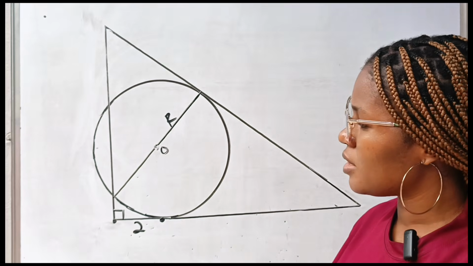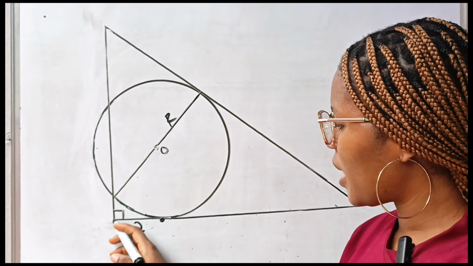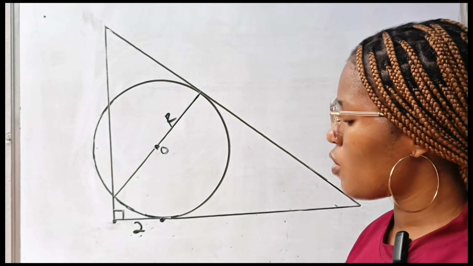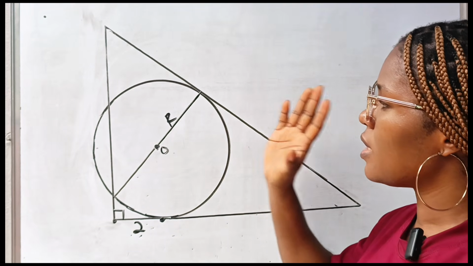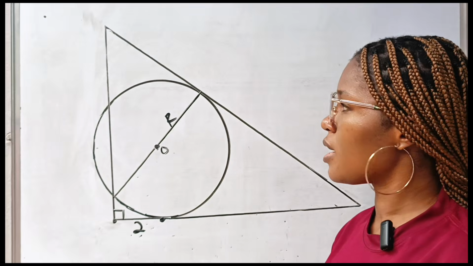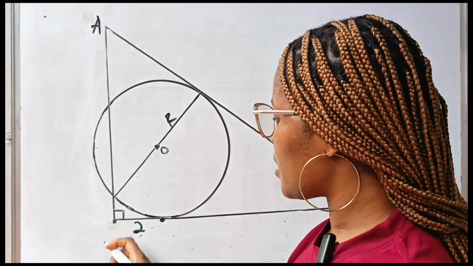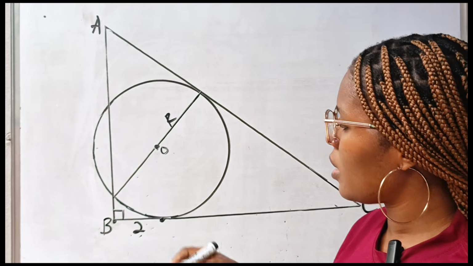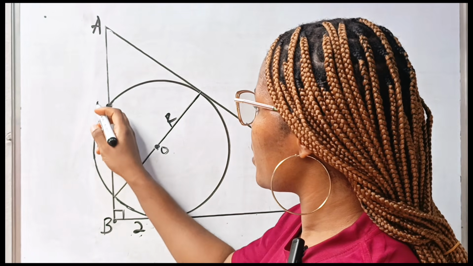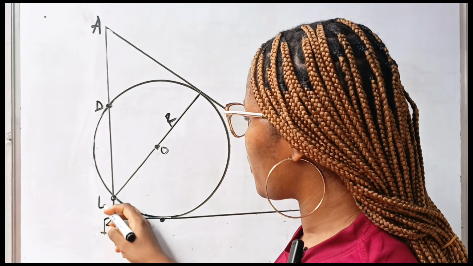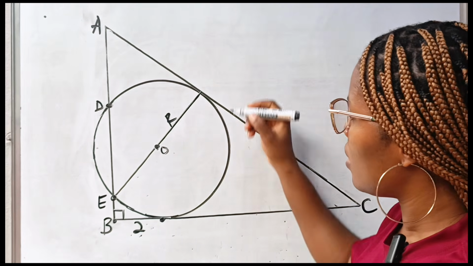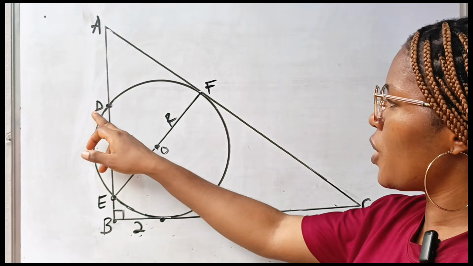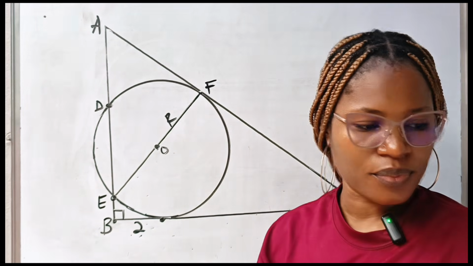We are told that this is not drawn to scale, please. From here to here is 2, and this is the center of this circle. For clarity's sake, I'll be naming all the points in this diagram. So let's call this point A, point B, point C. Now let's call this point D and this point E. Let's call this point F. Now let's join D to F.